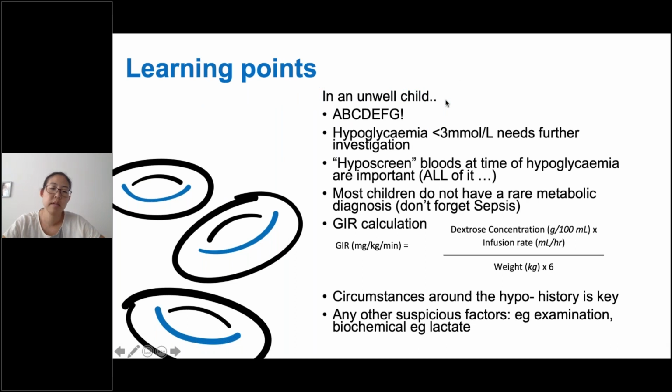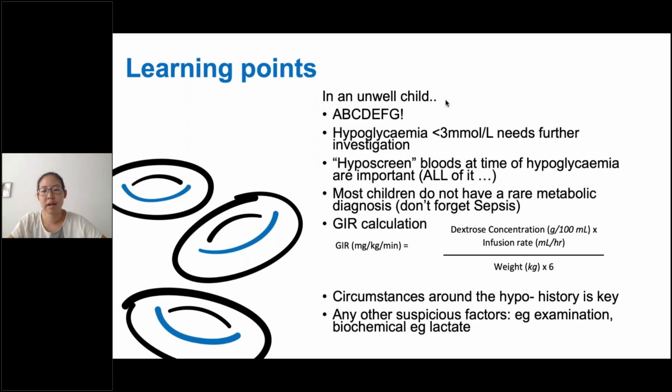So the learning points for this case: in an unwell child, remember A, B, C, D, E, G. Hypoglycemia less than 3, you need to do the further investigations. Hypo screen, bloods at the time of hypoglycemia are important. You need to do all of it. You can't just do some of it, because it doesn't make sense if you just did the insulin and didn't do the C-peptide, or you did the free fatty acids and didn't do the beta-hydroxybutyrate. Most children do not have a rare metabolic diagnosis, so don't forget simple things like sepsis. I've included a glucose infusion rate calculation as well, so if you want to sound sleek when you refer any patients, do the calculation before you speak to the teams.